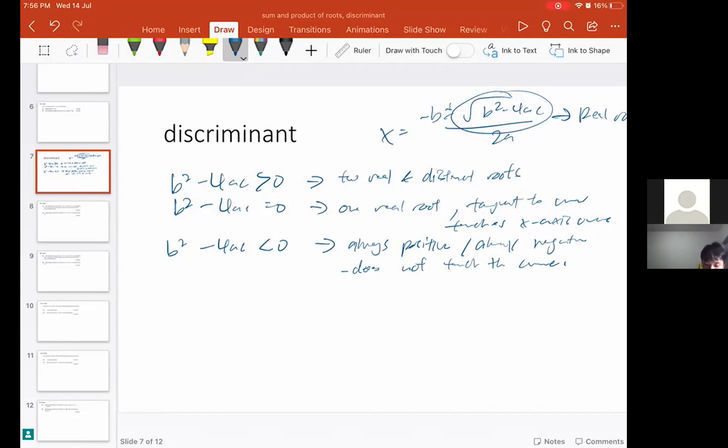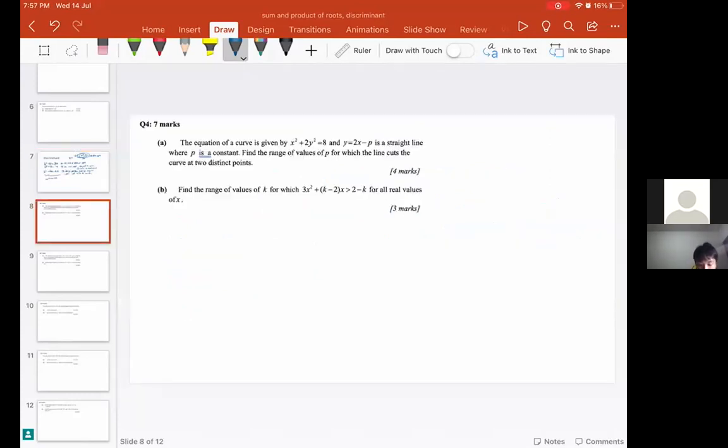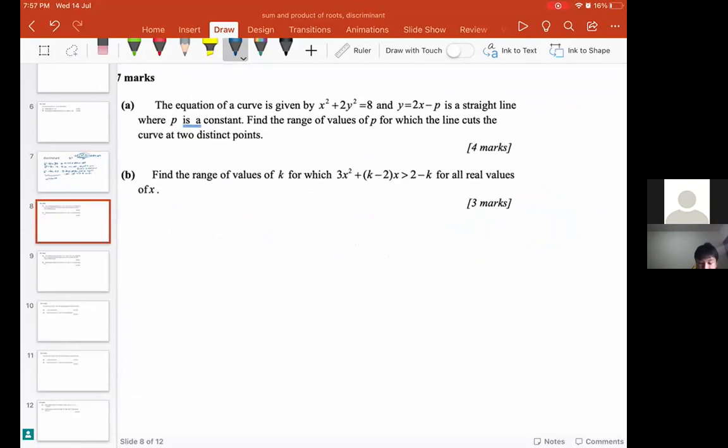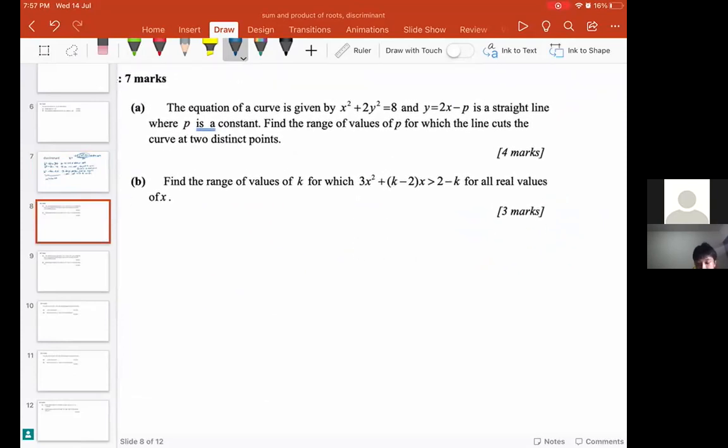Once again, we get these values from the equation ax squared plus bx plus c, which is your quadratic equation. Now let's move on to question 4, which tells us the equation of the curve is x squared plus 2y squared equals 8, and y equals 2x minus p is a straight line. Find the values of p for which the line cuts the curve at two distinct points. For two distinct points, we must recall b squared minus 4ac is greater than 0.